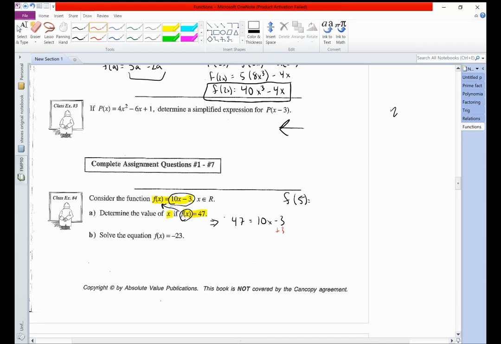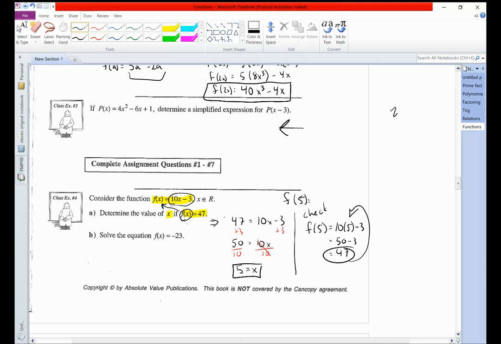So I can add 3 to both sides to get rid of that minus 3. And I'm left with 10x on this side and 50 on that side. And then I need to get x by itself. It's being multiplied by 10, so I'm going to divide by 10 both sides. That cancels. 50 divided by 10 is 5. And now we have our value of x. And you can always double check that. This is just a check if you want to, f of 5 is equal to 10 multiplied by 5 minus 3, which is 50 minus 3, which is 47. So that's correct because they just said find x when f of x is 47, and we just checked that it works.